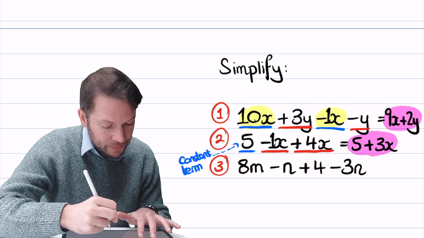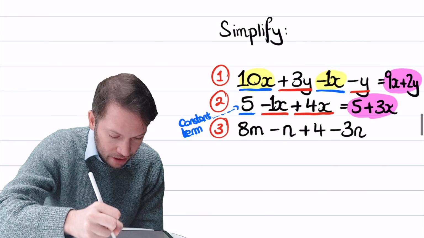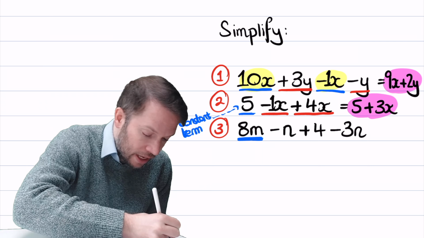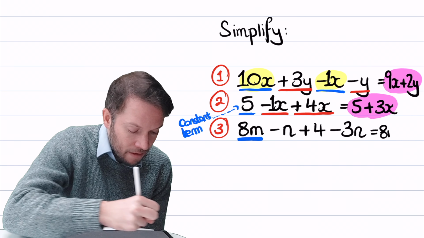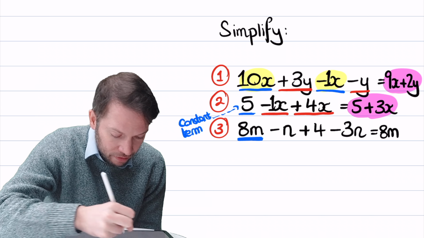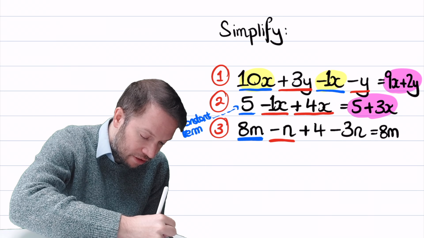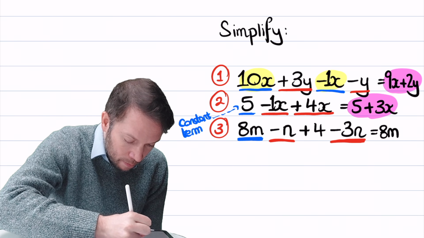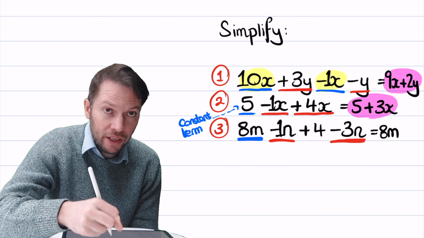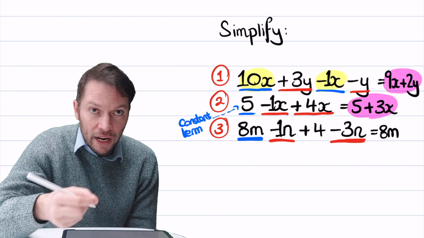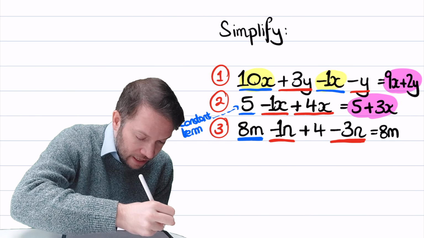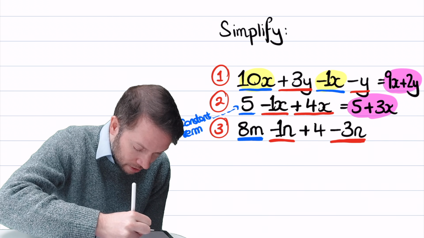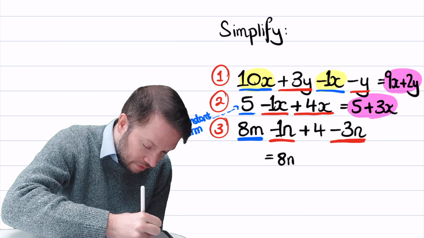What about the last one? Well, the first term here is an m term. So we've got an m term, 8m. Is there another m term? No, there isn't. So we've just got 8m in our answer. Is there an n term? Yeah, we've got this minus n, and then we've got minus 3n at the end. So if we have minus 1, let's put a 1 there, minus 1 lot of n, and we subtract 3 lots of n, negative 1, subtract 3, that's minus 4. So we're going to have minus 4n. I've run out of space, so let's put it on the line below. So we've got 8m minus 4n.